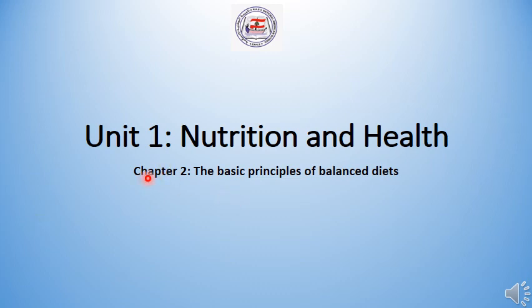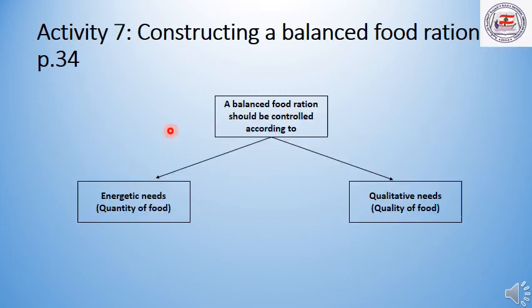Today we're gonna finish Chapter 2, the basic principles of balanced diets of Unit 1, Nutrition and Health. We're gonna finish Activity 7 that we started in the previous video, constructing a balanced food ration. To do that, please open your biology books to page 34.